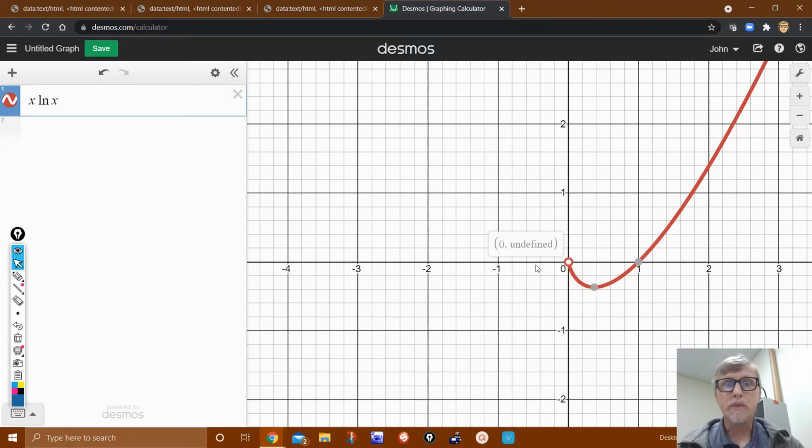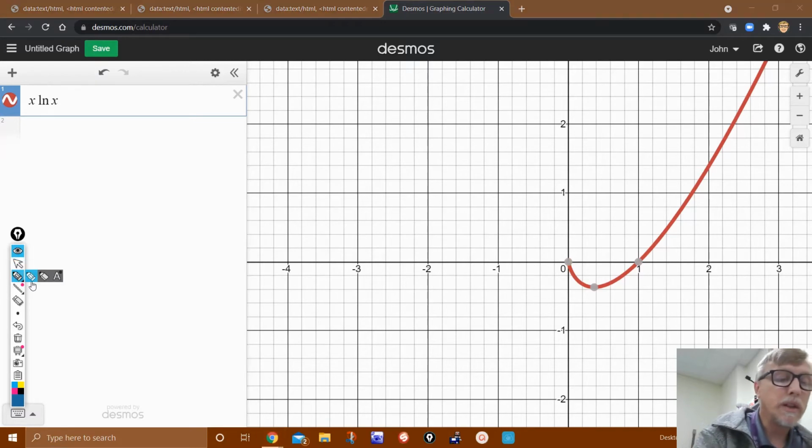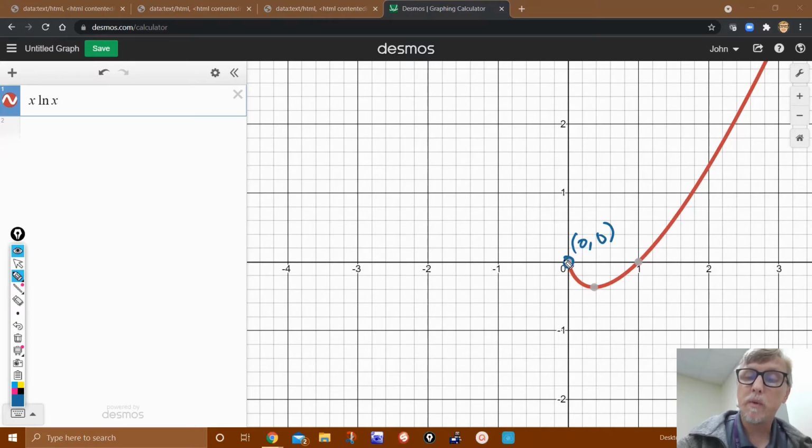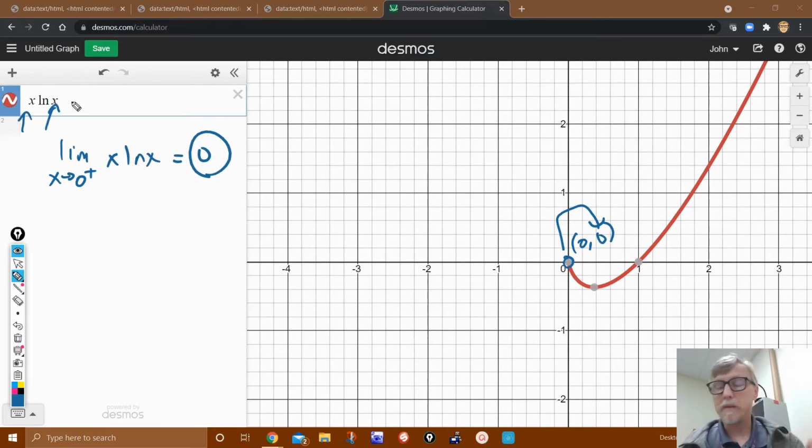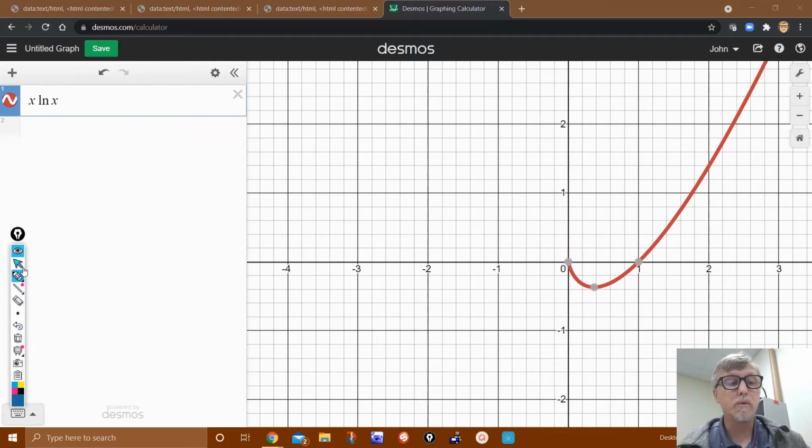At x equals 0, the function is undefined, because natural log of 0 is undefined. However, you can see that the location of this ordered pair that would be there if it existed, the location of that removable discontinuity, is 0. So graphically, we can say the limit as x approaches 0 from the right of our function is 0. But if we were to plug 0 into it, you would get 0 times negative infinity. So that's the reason for having to use L'Hopital's rule.